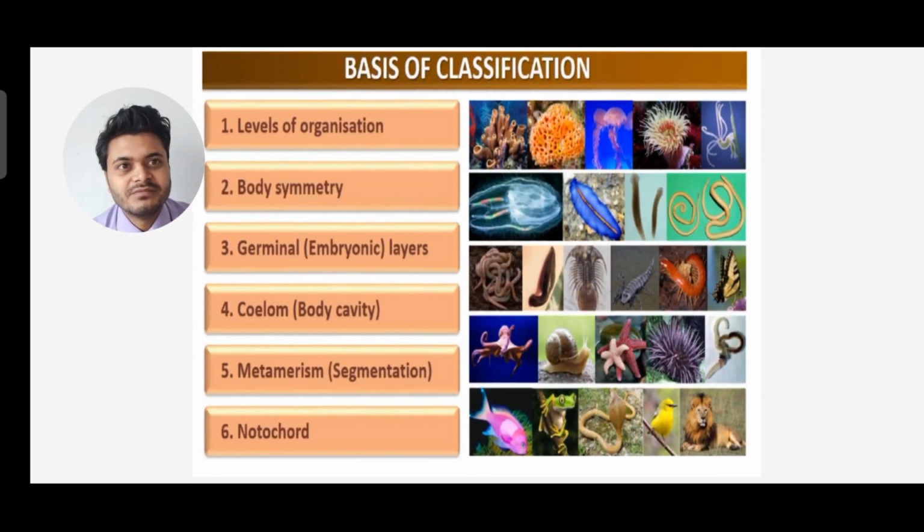So you can see next the basis of classification. There are different bases of classification. Number one is level of organization, two is body symmetry, three is germinal or embryonic layer. Fourth is coelom or body cavity. Fifth is metamerism and segmentation. Sixth is notochord. So these 6 points we'll study in detail in this video lecture. We'll study the entire basis of classification, how the animal kingdoms are classified and on what basis. You can see many animal figures have been given on the right hand side.